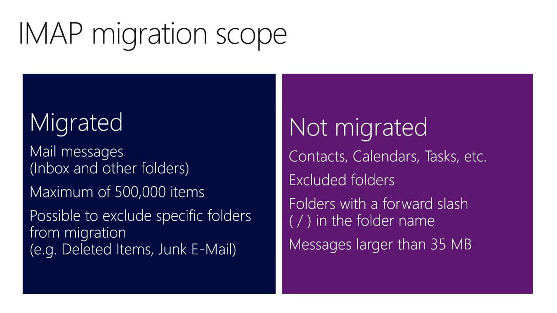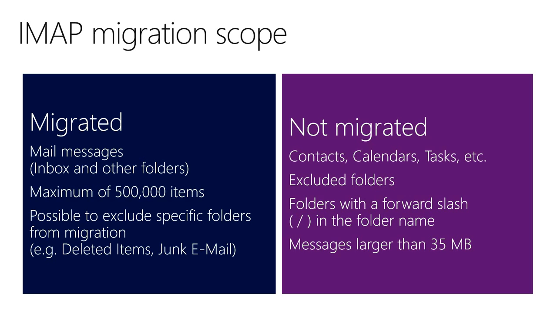A limitation is that we can migrate only a maximum of 500,000 items. So if you have a mailbox which contains more than 500,000 items, then this mailbox will not be migrated to Exchange Online. It is possible to exclude some specific folders from the migration, folders like deleted items, junk emails, spam, or so on.